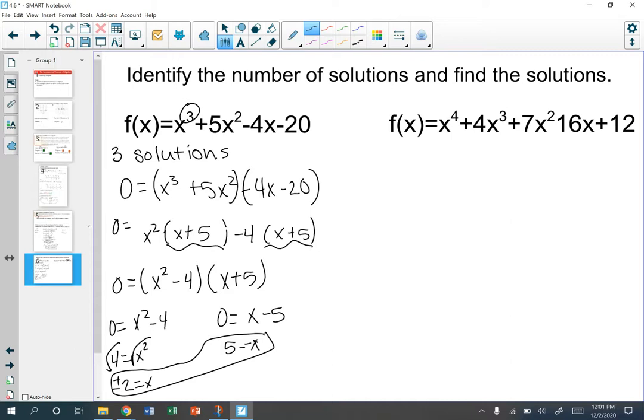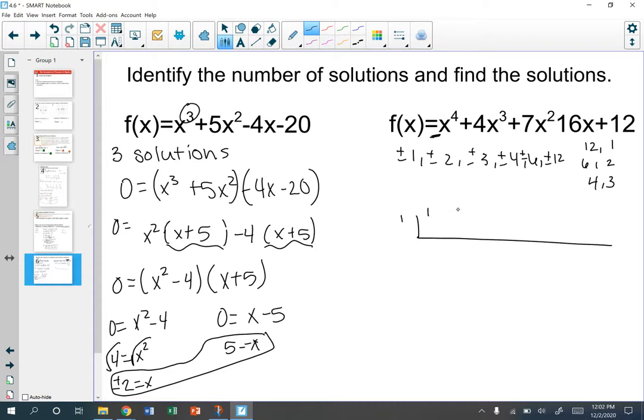Now for the second one. Once I see something more than 4 terms, I immediately go to the rational root theorem. So I take my factors of 12, which are 12 and 1, 6 and 2, and 4 and 3. So my leading coefficient here is 1, which is always nice. So my possible roots are plus or minus 1, 2, 3, 4, 6, and 12. Okay, and like always, I'm going to start with 1.